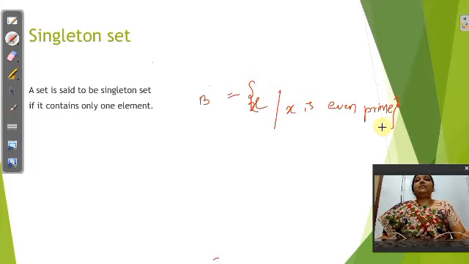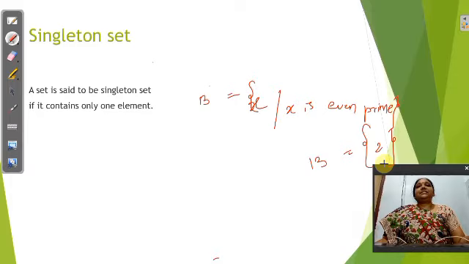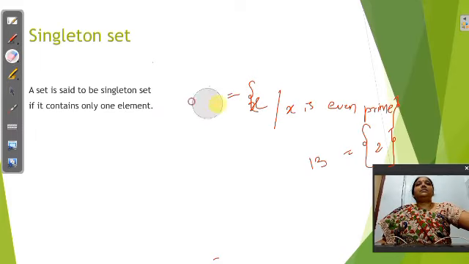So here the set B consists of only a single element, that is B equal to 2. 2 is an even prime number. There is no other even prime in the number system. Okay? So this is the example for a singleton set. Next we'll go for another set.